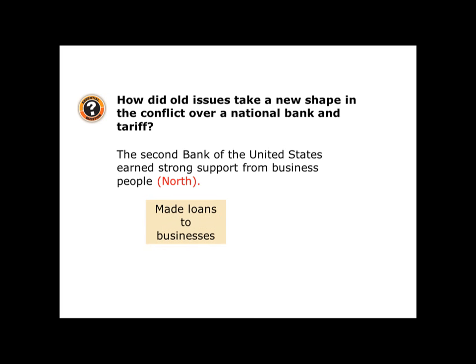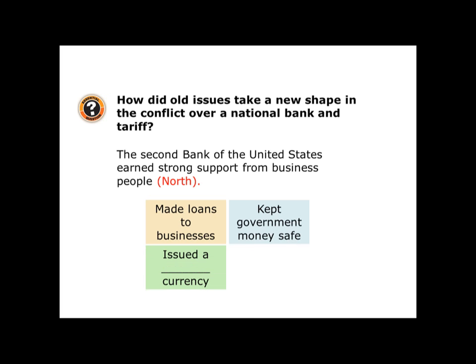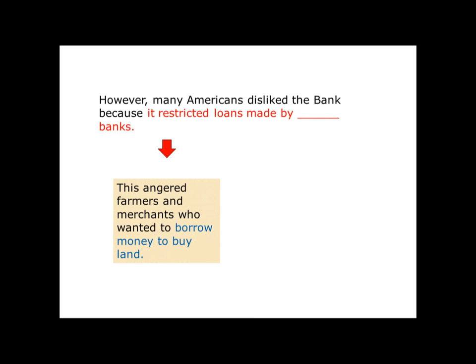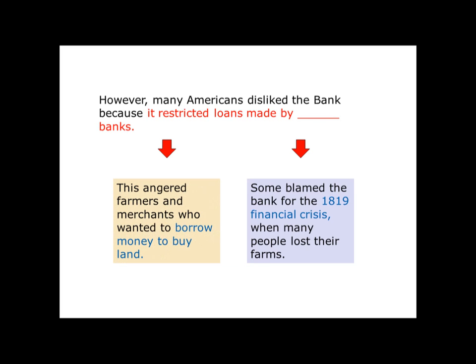Again, this second bank, like the first, made loans to businesses. It kept government money safe, issued a stable currency, and then finally created confidence in U.S. banks. However, many Americans disliked the bank because it restricted loans made by state banks. This angered farmers and merchants who wanted to borrow money to buy land. And again, some blame the bank for the 1819 financial crisis when many people lost their farms.